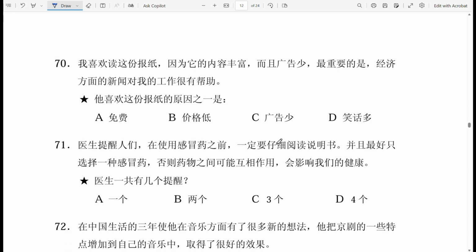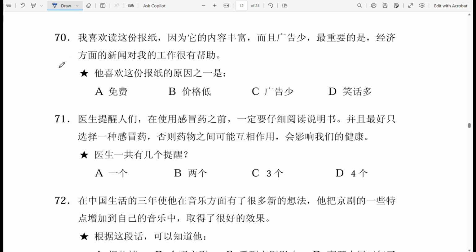Then let's go to question 70, which is going to be the last one we cover in this video. I will make a second part with the rest of the paragraphs. So the question for 70 is 他喜欢这份报纸的原因之一是 So he likes to read this newspaper, and the reason for that is A. 免费, it's for free. B. 价格低, 价格 the price, is low. So answer A and B are quite similar. C. 广告少, 广告 are ads, advertisement, so there are few advertisements. And D. 笑话多, there are a lot of jokes.